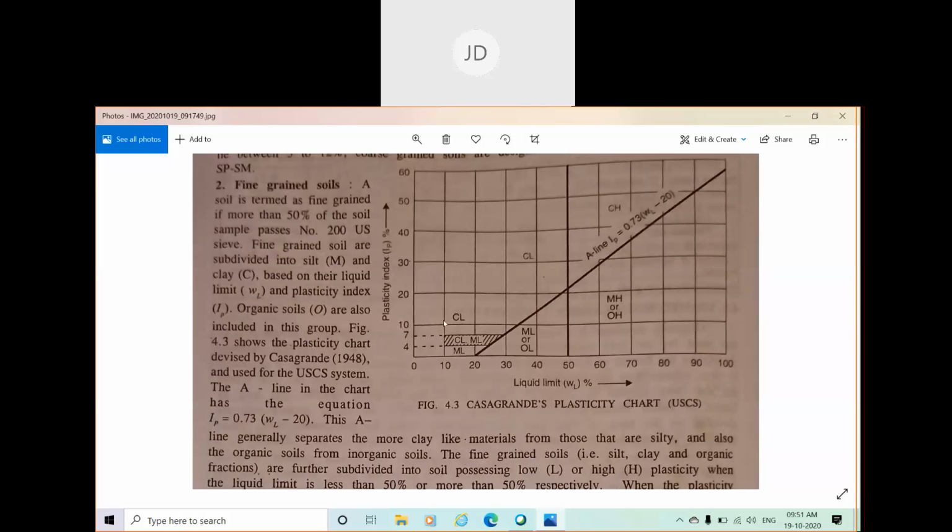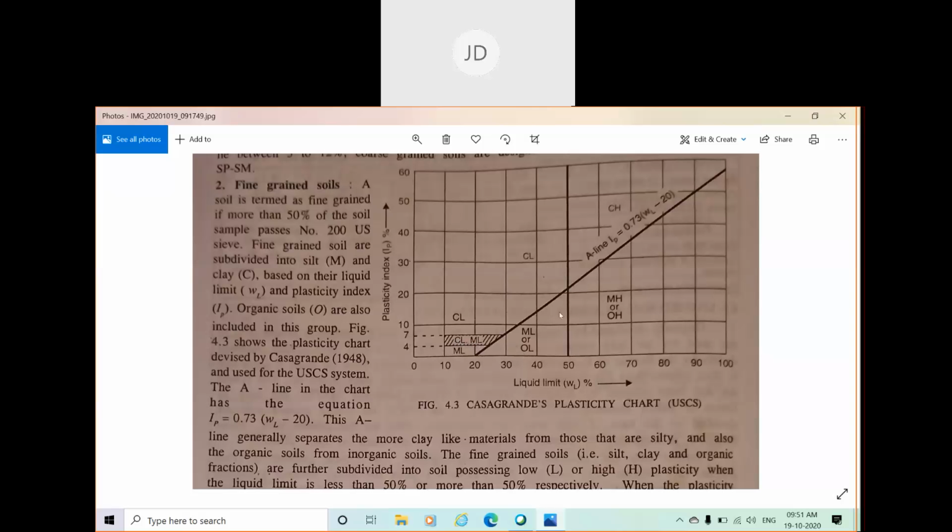But in this chart, one special zone is here, the hatched zone. You can see here a plasticity index from 4 to 7, and a liquid limit from 10 to almost 30. This is a special zone where a double symbol is given. That means if your soil parameters come under this zone, the soil may be denoted by a dual symbol. You cannot say exactly whether it is clay or silt. You can give both symbols. It may be clay, it may be silt. So it can be represented by low plastic clay and low plastic silt.